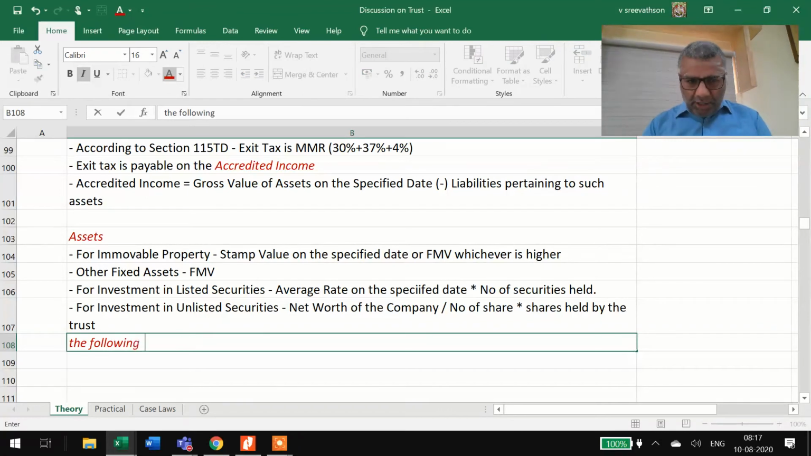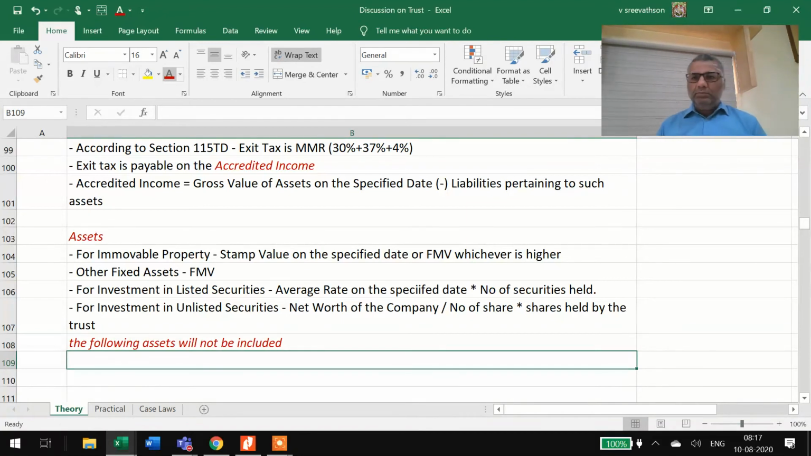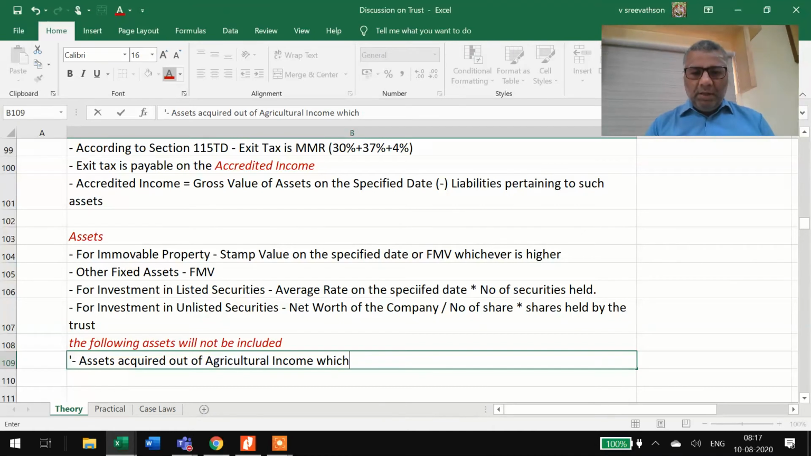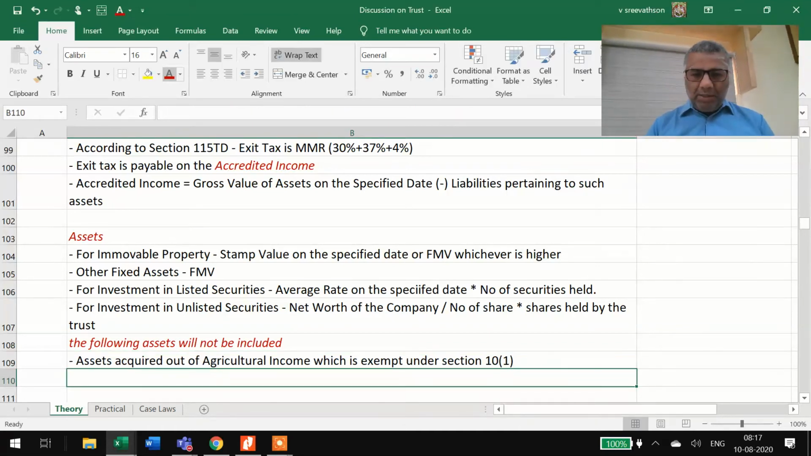The following assets will not be included. Assets acquired out of agricultural income, which is exempt under section 10 subsection 1. We all know that is the only exemption they can claim. Other section 10 exemptions are not applicable. So assets acquired out of agricultural income, which is exempt under section 10 subsection 1.